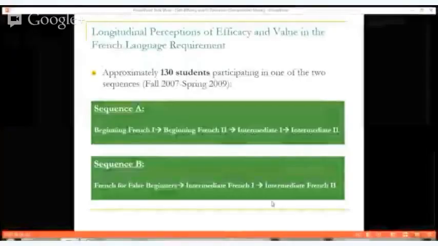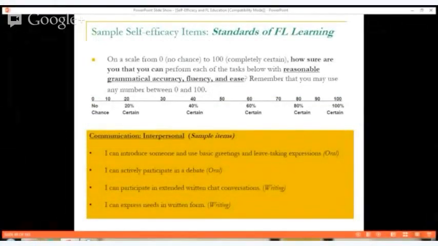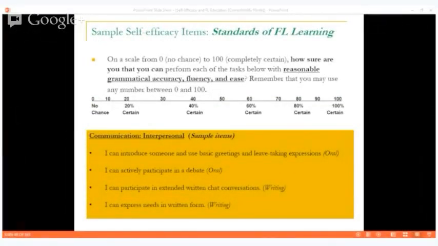So, similar to what I did before, very similar idea, except now within the standards of foreign language learning. How sure are you that you can, in terms of interpersonal communication, and this moving from a very simple type of task, I can introduce someone and use basic greetings, to a more challenging interpersonal oral task, I can actively participate in a debate. So these are only sample items, so they ranged from the simple to the more complex.